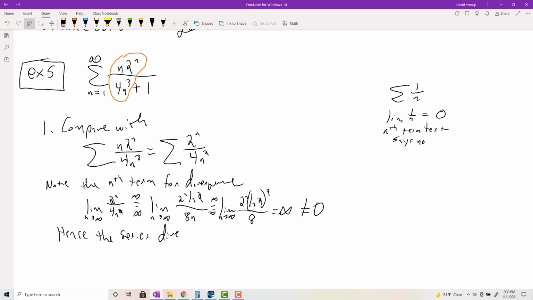Says nothing. So be careful with that test. But anyways, in this case, it doesn't go to 0, so therefore it's divergent. So hence the series diverges.